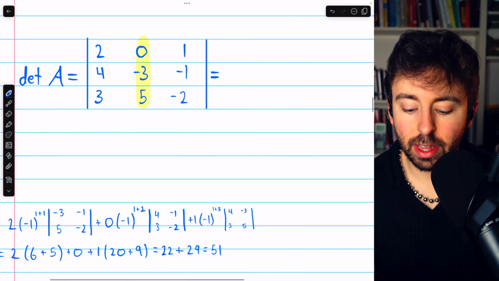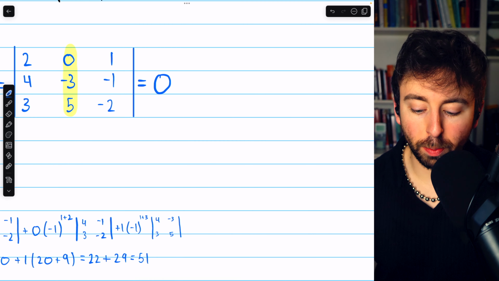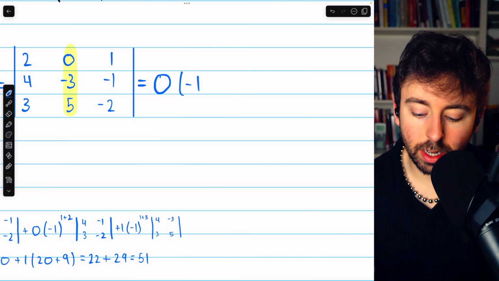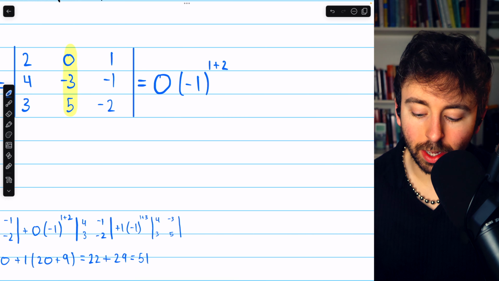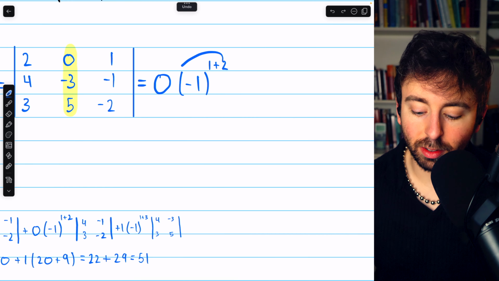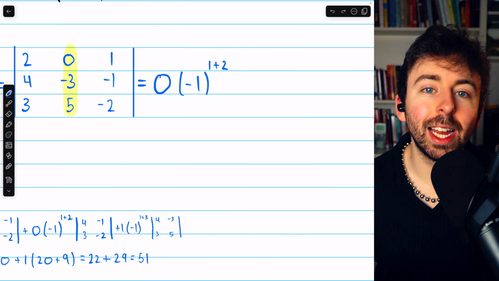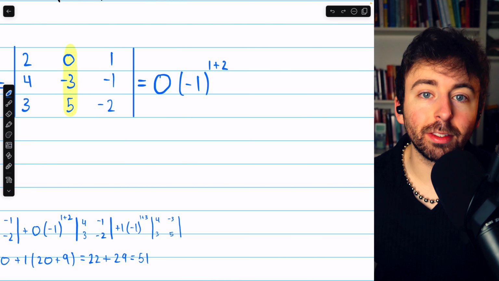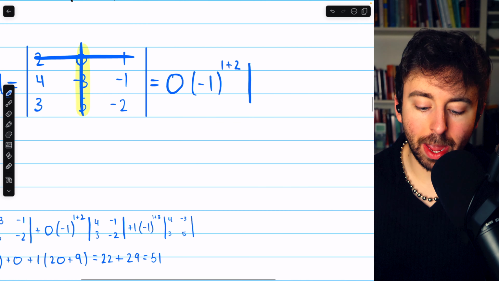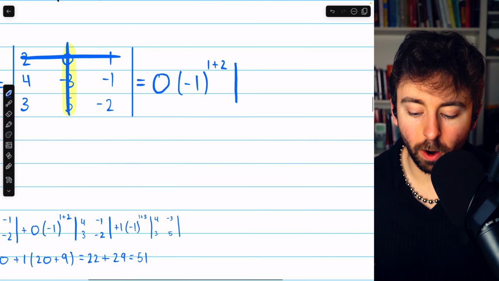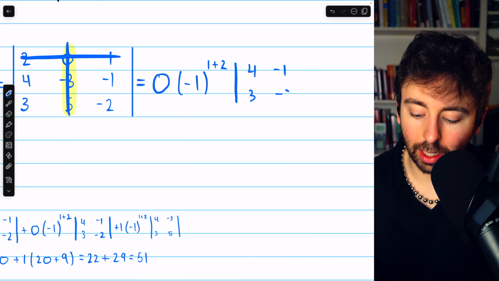We begin with the first entry of this column, which is 0. Multiply by its corresponding cofactor, which begins with negative 1 to the power of the row number plus the column number. In this case, that sum is odd, so this negative will actually stick around, but the next term won't have the negative, and the last term will have the negative. It just alternates. But then we also have to multiply by the determinant of the submatrix that remains when 0's row and column are deleted. So that's the determinant of 4, negative 1, 3, negative 2.